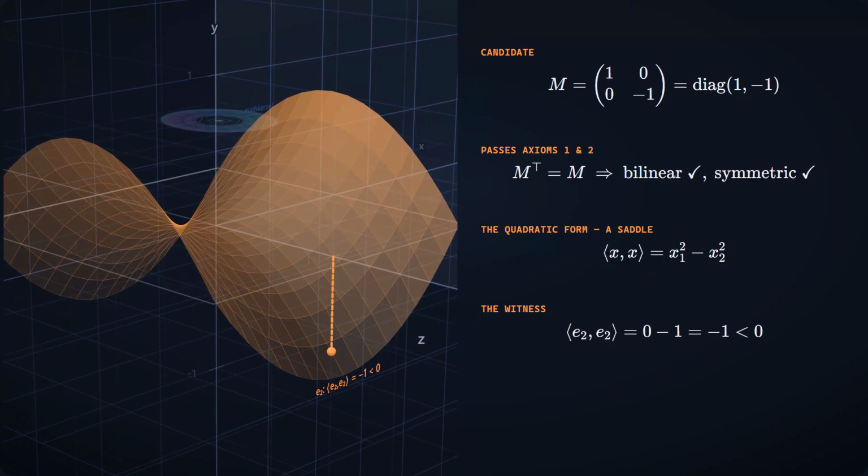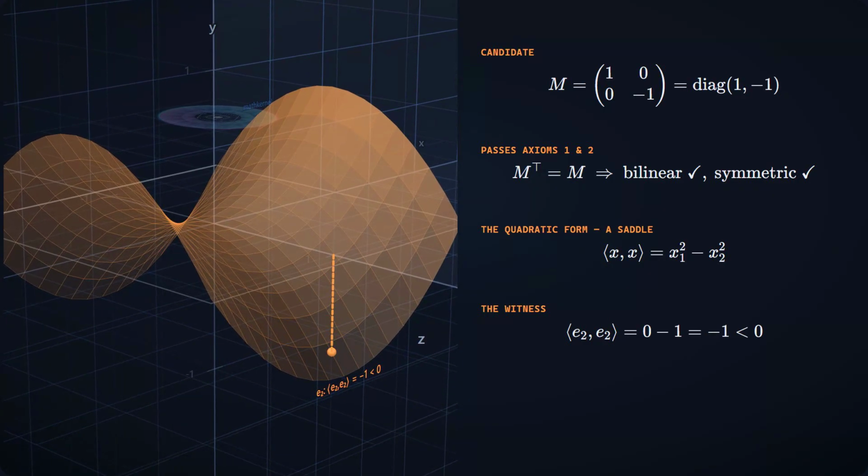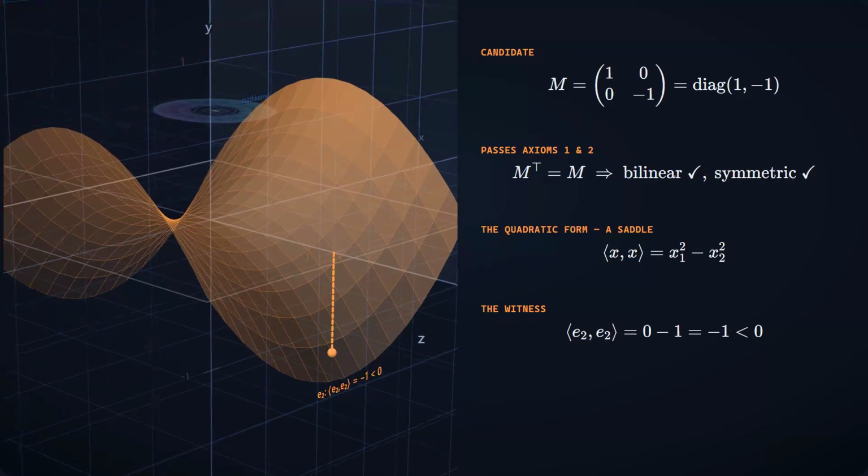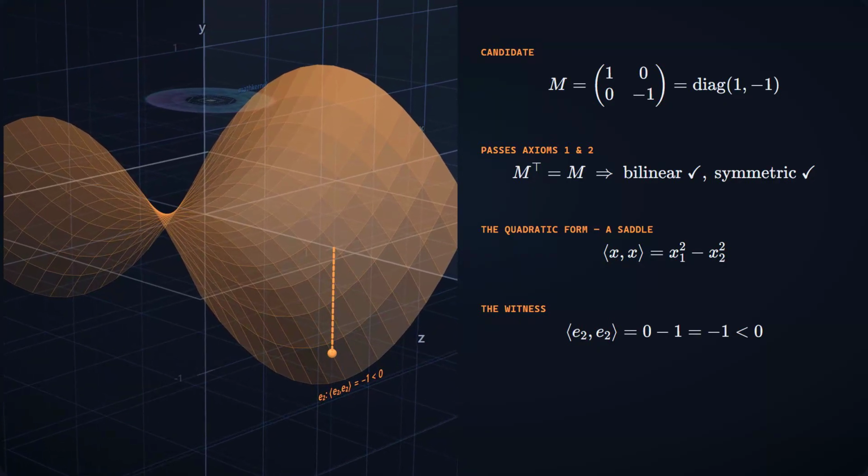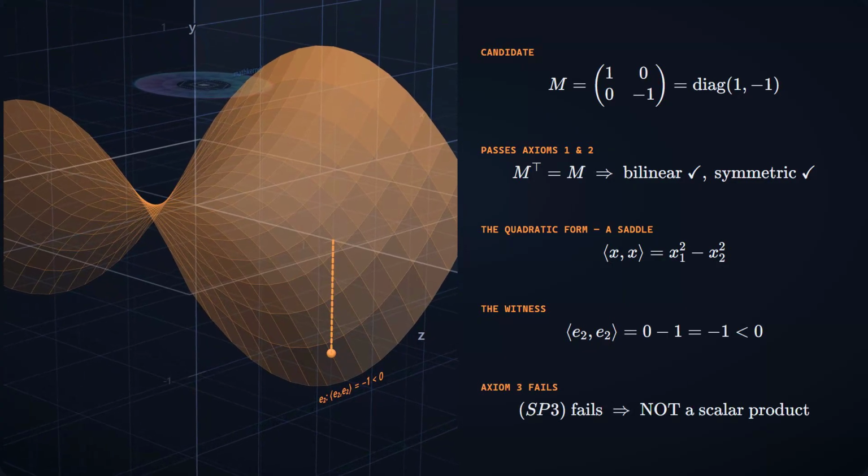That's the whole habit. A bowl passes, a saddle fails. And when the answer is no, you always hand over the specific vector, like E2, that breaks the axiom.